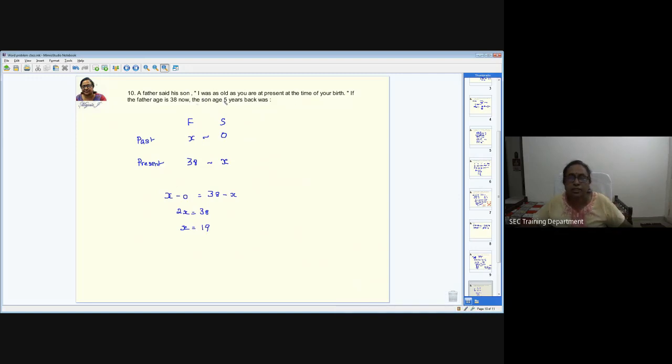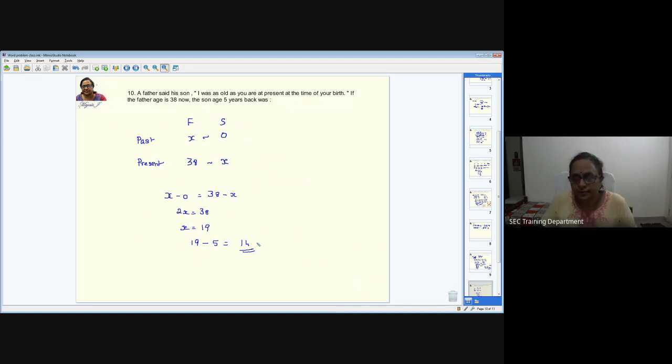And the question asks for the son's age 5 years back. So if it is 5 years back, you calculate 19 minus 5, which is equal to 14, and that's your answer. Right? So with this, we are going to complete this. I hope this is very clear, and whatever I have solved is a simple problem. In a similar way, you have some complicated problems. As this is the first class, I have taken all simple problems.